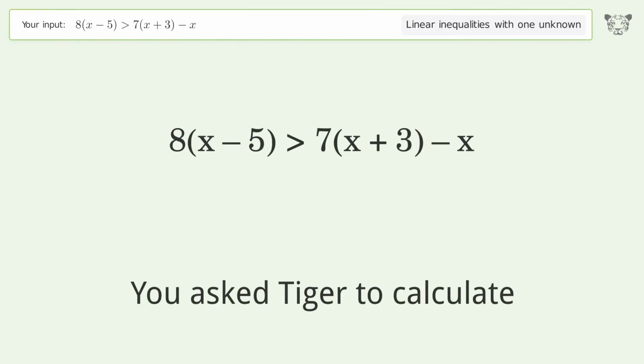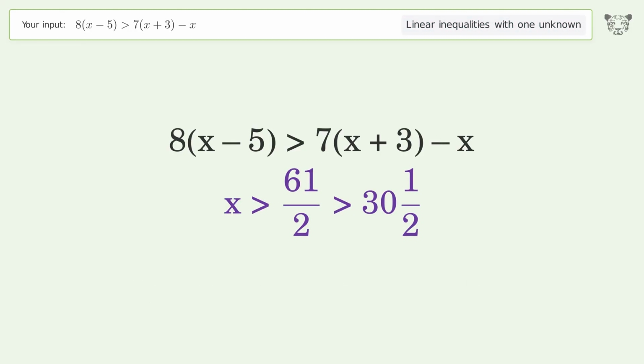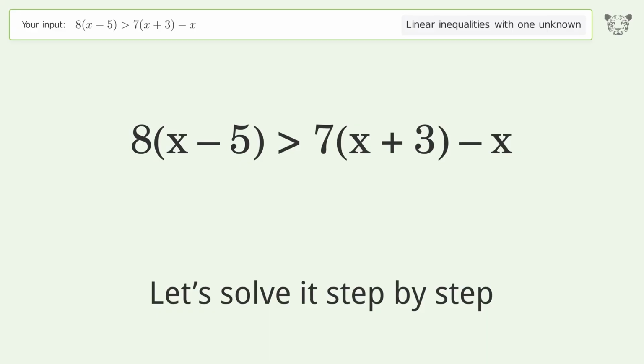You ask Tiger to calculate. This deals with linear inequalities with one unknown. The final result is x > 61/2 > 301/2. Let's solve it step by step.